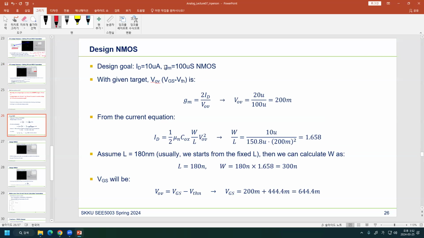So either ID or GM or VOV is given in our purpose. Once we have that condition, then we can design the MOSFET by using this method. So again, our goal is, with a given current and a given GM, because in our circuit these are our targets, we can find the MOSFET size. That's our purpose. So just keep going.